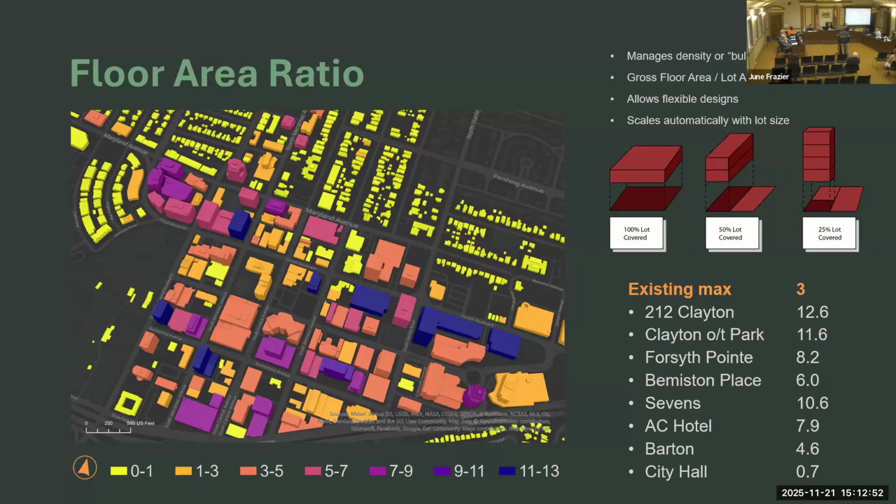Right now, if somebody wants to build a building in downtown Clayton, they can, if they fill the entire lot, go up to about 3 stories. We have a lot of buildings that well exceed that. So we did an analysis of all of our commercial zoning districts and said, hey, what does this actually look like? And we've updated the floor area ratio to reflect what those conditions are.